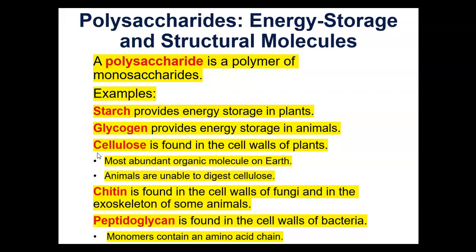Cellulose is found in plant cell walls, and animals such as humans are unable to digest cellulose, but some animals have special protozoans that live inside of their gut that help them to digest it, like, for example, termites. Chitin is found in the cell walls of fungi and the exoskeleton of animals like crabs, and peptidoglycan is found in the cell walls of bacteria.